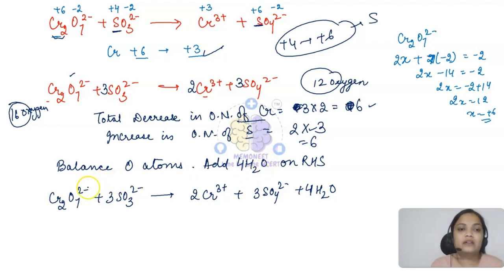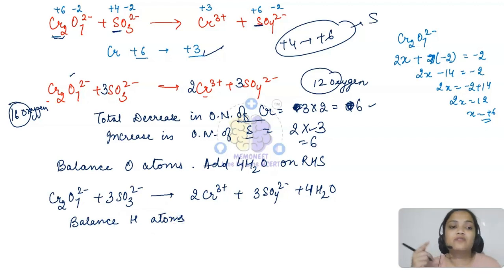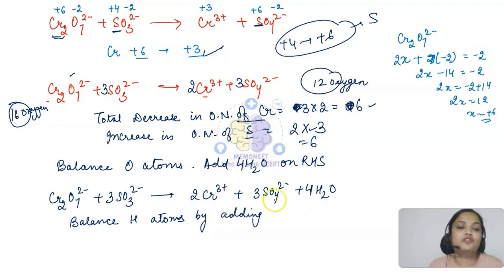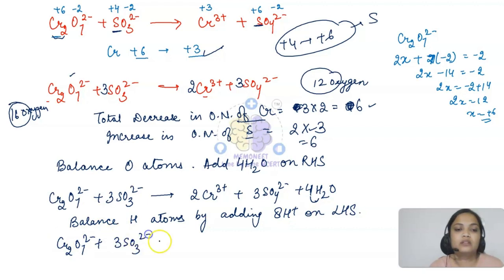So to make hydrogen atoms equal, balance hydrogen atoms. Now this reaction, remember, was going on in acidic medium. So I told you, if the reaction is going on in acidic medium, we need to add hydrogen ions. How many hydrogen ions do I have to add? There are 8 hydrogen, na? So I'll be adding 8 hydrogen ions on the left hand side. So I will write Cr2O7 2- plus 3SO3 2- plus 8H+.